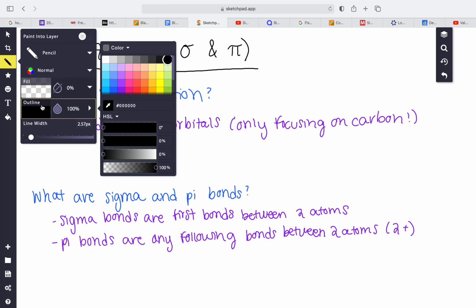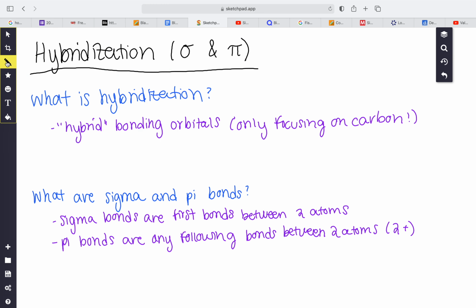Hello everyone, in this video I'm going to be going over hybridization as well as sigma and pi bonds. So just really quickly, what is hybridization?